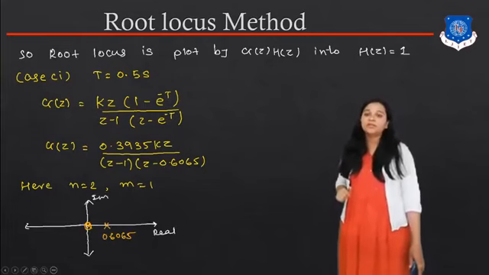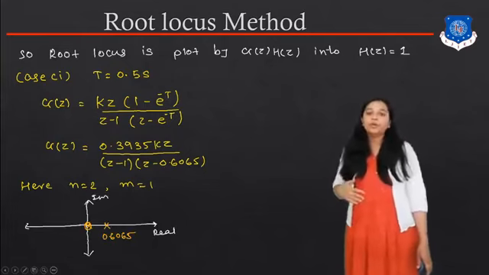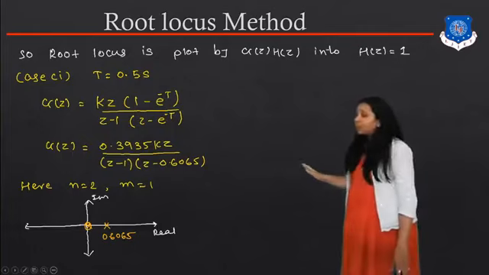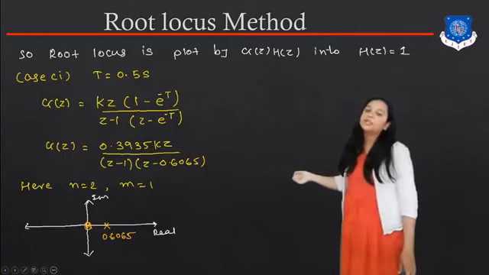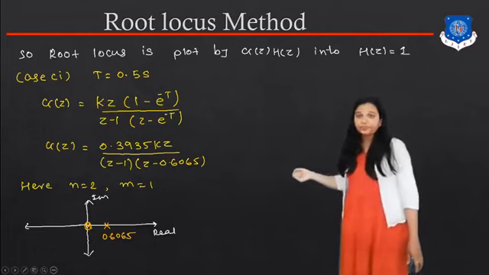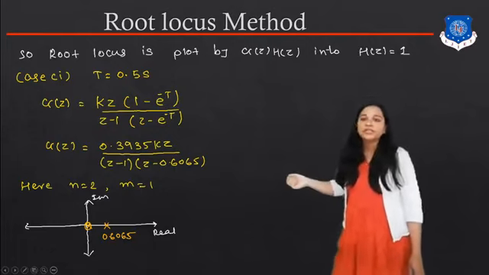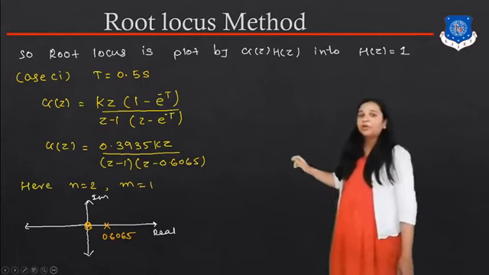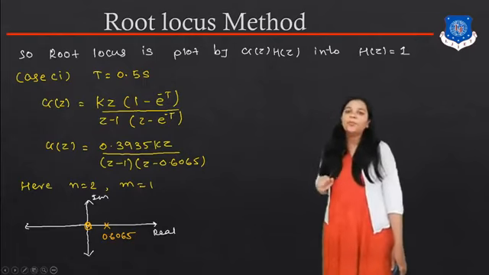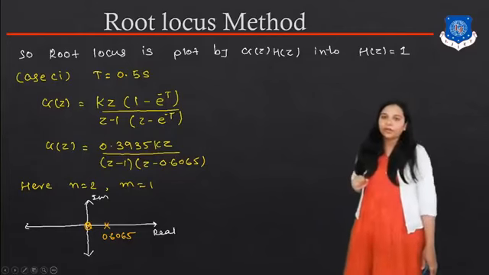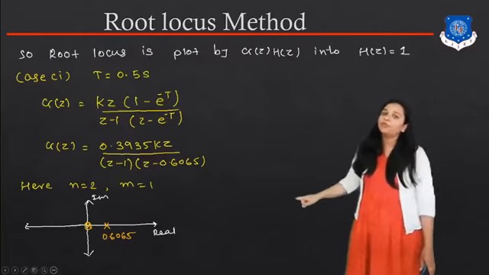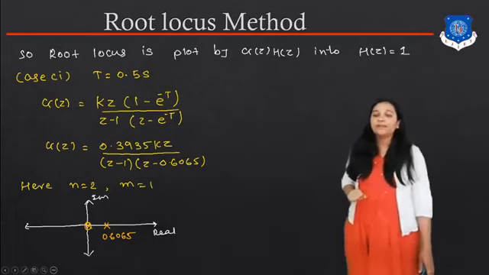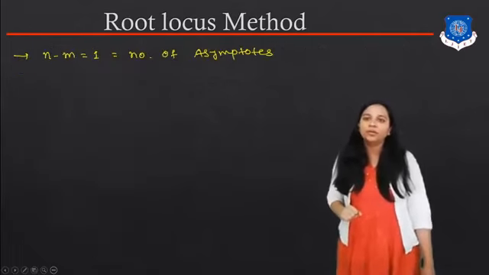Now the next step is to draw the root locus. First, the location of the poles and zeros. The first pole location is z minus 0.6065, that is 0.6065. The zero is located at the origin, and one pole is at z equal to 1. Okay, clear? So one pole is missing. You have to draw z equal to 1. That is our one pole.